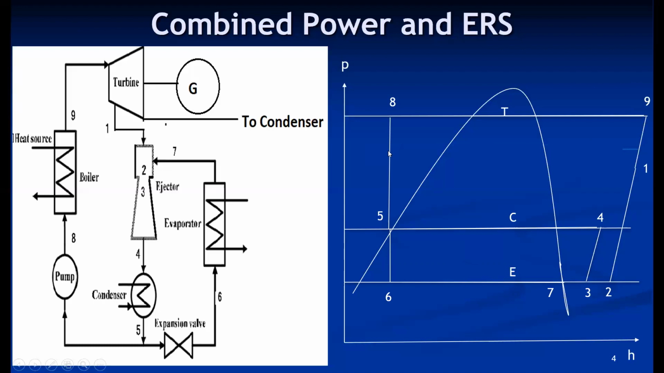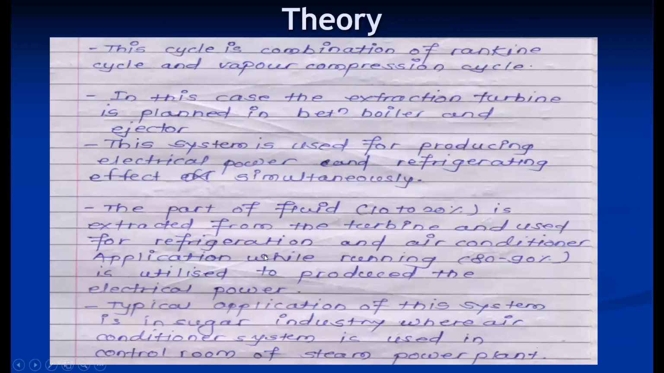This is generally associated with a steam power plant and mainly used in sugar industries, where ample steam is available in most cases. In that case, this system can be used. It is a combined system: it gives power output as well as cooling capacity. This is some theoretical part. You can refer to the notes, especially as short notes can be asked.